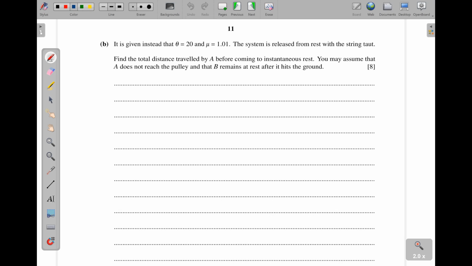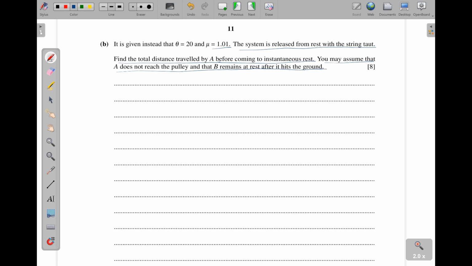Part B, it is given instead that theta is equal to 20 and mu is equal to 1.01. The system is released from rest with the string taut. Find the total distance traveled by A before coming to instantaneous rest. You may assume that A does not reach the pulley and that B remains at rest after reaching the ground.